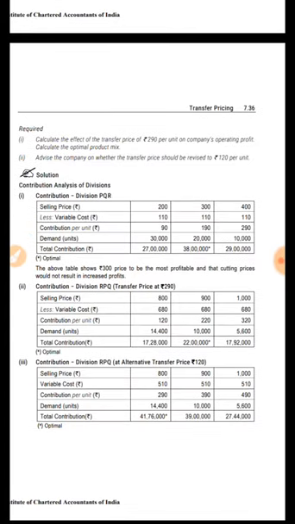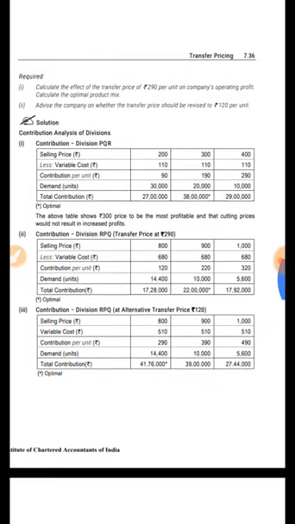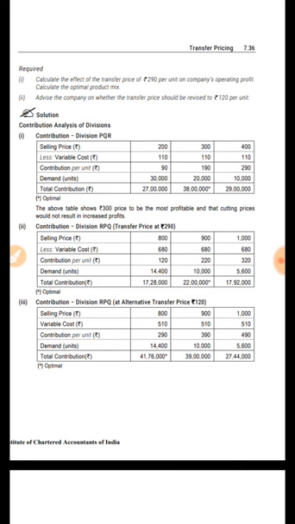Okay, so the contribution per unit comes 290, 390 and 490. The demand units obviously is same only. So total contribution comes 41 lakh 76, 39 lakh and 27 lakh 44,000. So if we are selecting transfer price is 120, total contribution is higher.